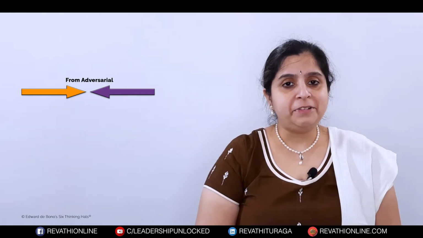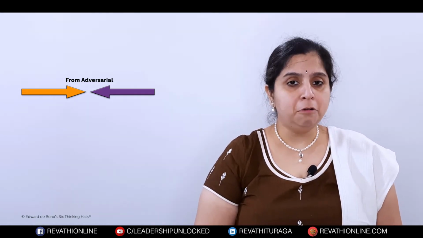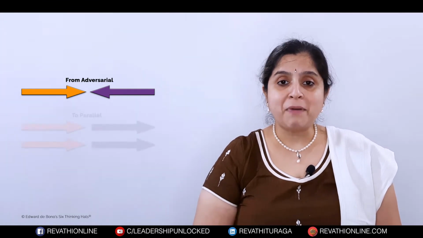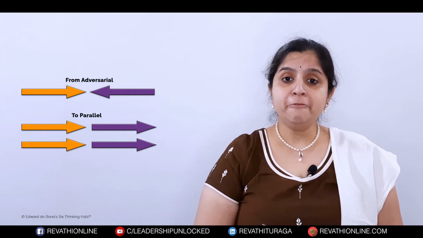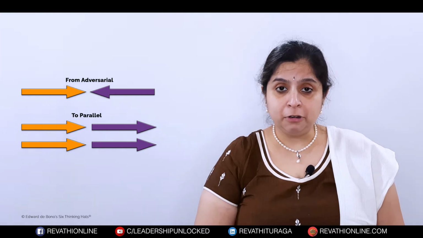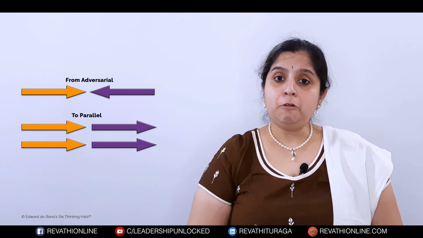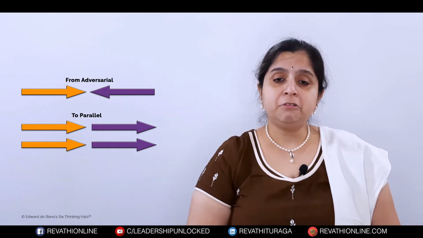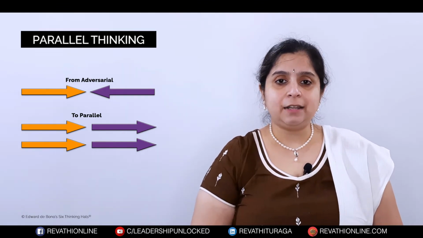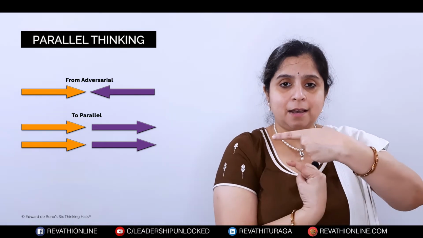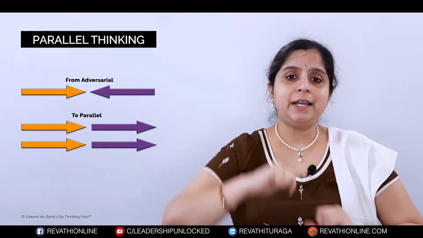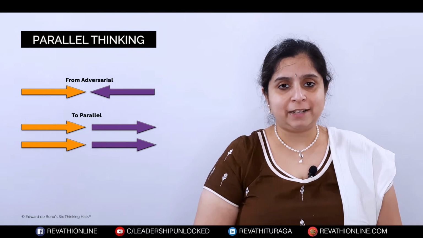The goal of de Bono's 6 thinking hats is to move from adversarial thinking to parallel thinking, which is for both A and B to look at how A's idea works and then to look at how B's point also works. So there is a sense of parallel thinking, that both A and B are thinking about how both the ideas of A and B work together. So moving from adversarial to parallel thinking is a powerful concept of the 6 thinking hats.